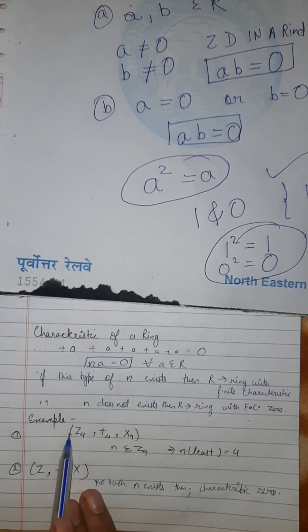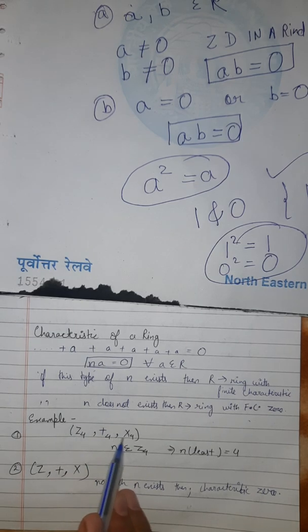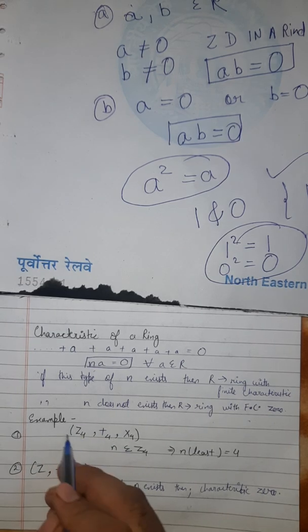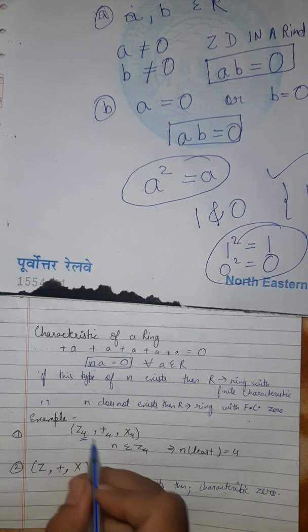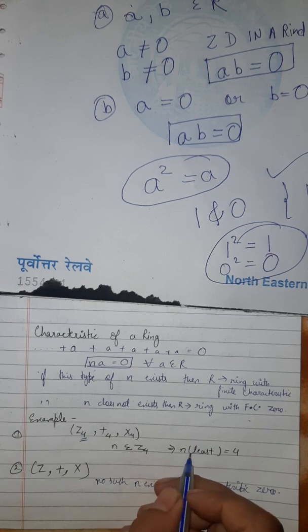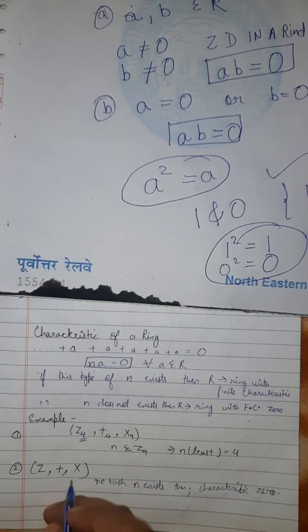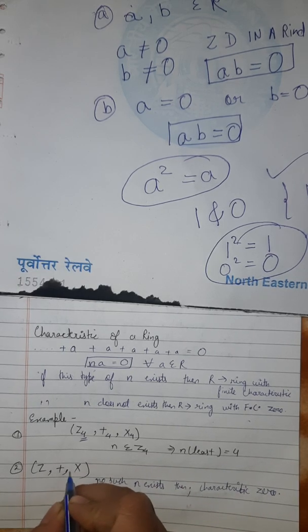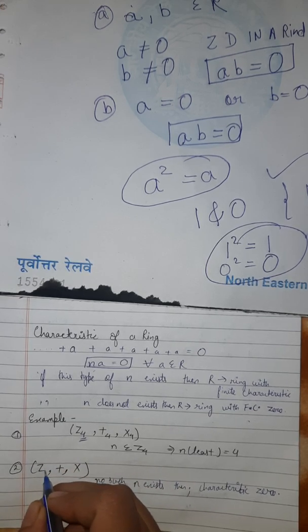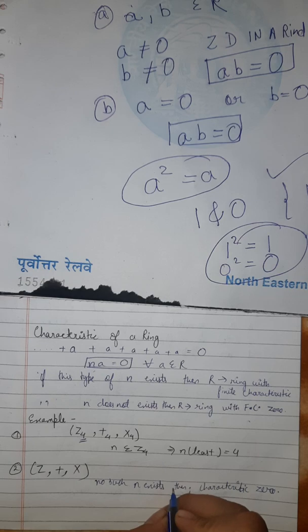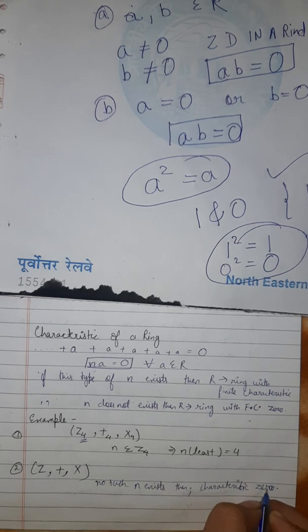For example, Z4 with addition modulo 4 and multiplication modulo 4. Here you know that n exists as 4, so we have characteristic equal to 4. And in the other case, it is not given for which modulo we have to apply this operation. So we can say here that it has characteristic 0.